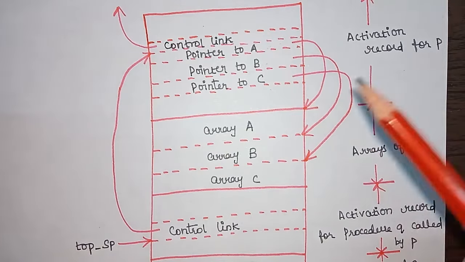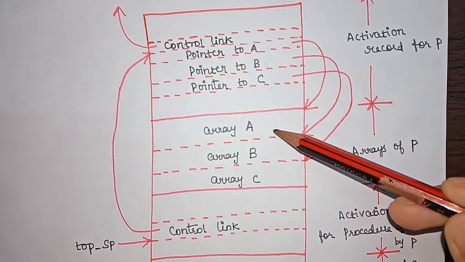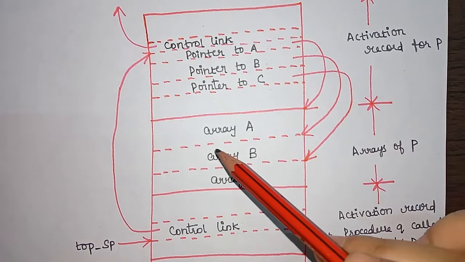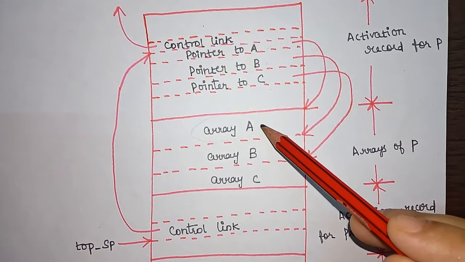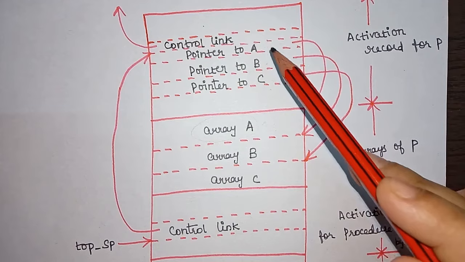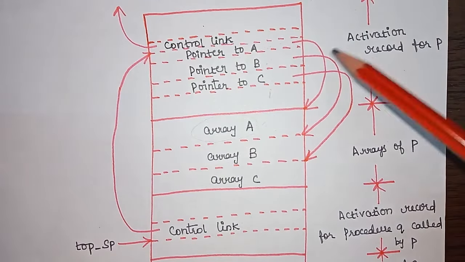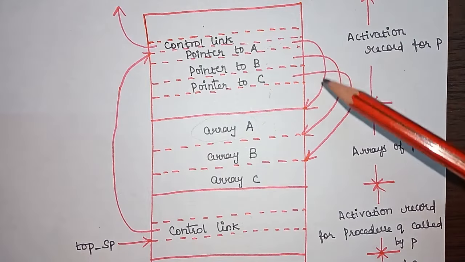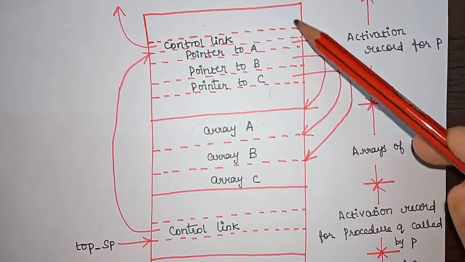Which means the elements of the array cannot be stored inside the activation record. Instead, the pointer that is pointing to the first element of the array will be held inside this activation record. Whenever this procedure wants to access the elements of these arrays, it can access them with the help of this pointer. So now this is the activation record for P.